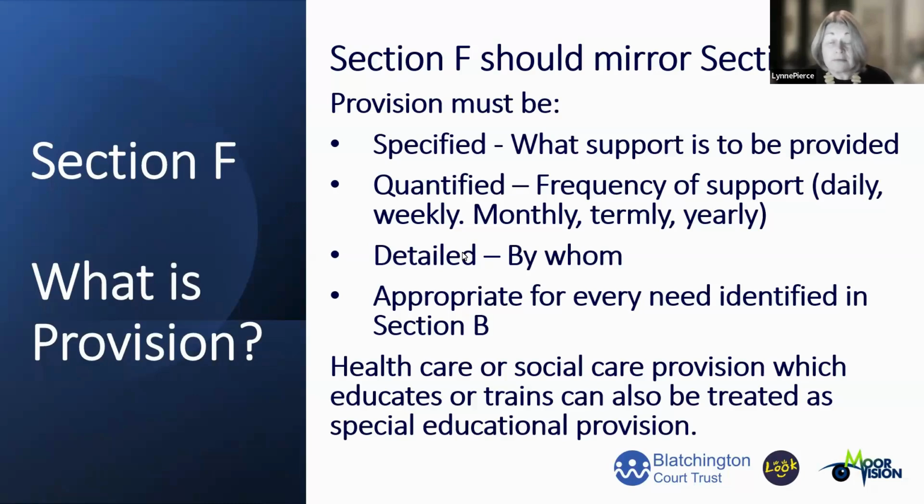I touched briefly there on health and social care. That's an example. If habilitation training is required and is going to help your child in their education and training, then that can be put into this section and can be drawn across into sections B and F, to bind the plan together. Let's look at that in more detail. Can we go to the next slide, please, Ellen?